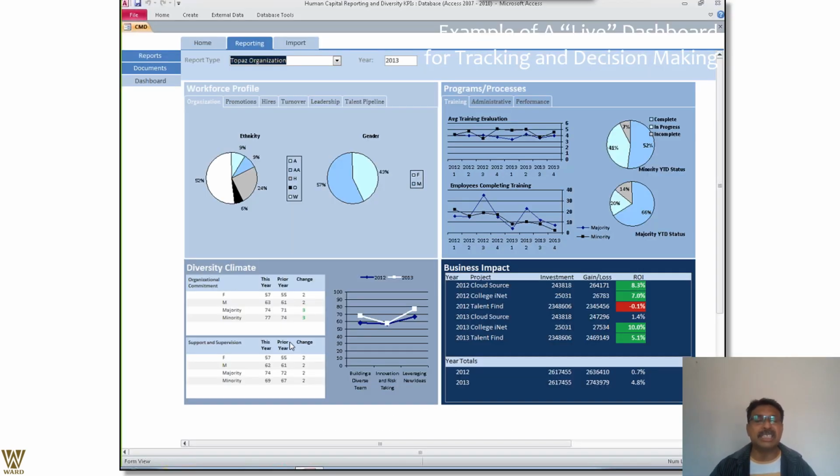This is just a sample dashboard for you to understand how an HR matrix will be looking as far as diversity and inclusiveness is concerned. We have the training program, we have the administrative, we have the performances. This is the workforce profile that comes around it. Remember the organization, the unit, the promotion, the hires, the turnover, the leadership, the talent profile will tell me what exactly is happening around it.